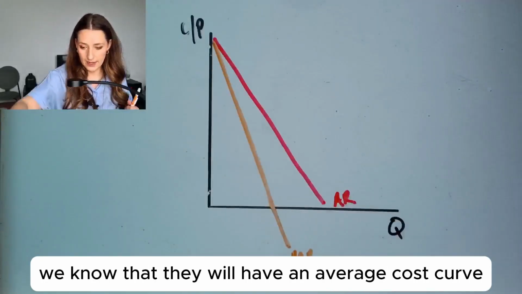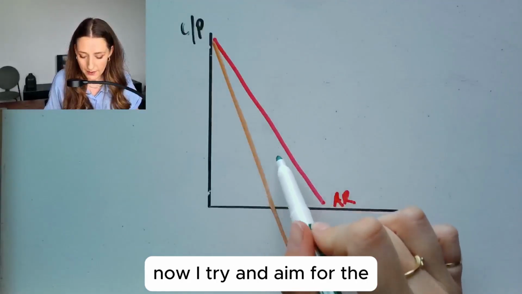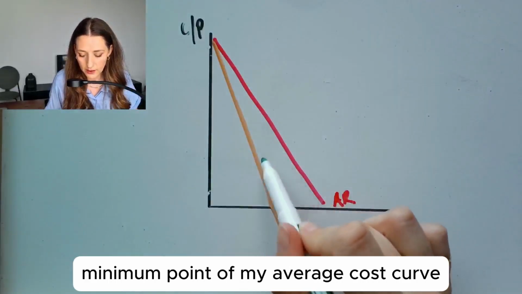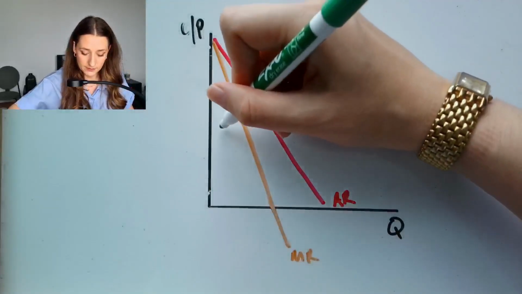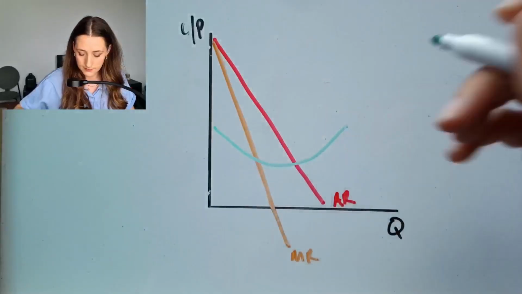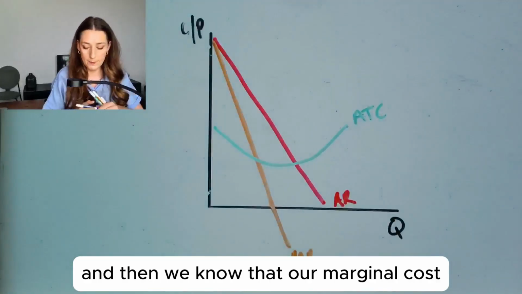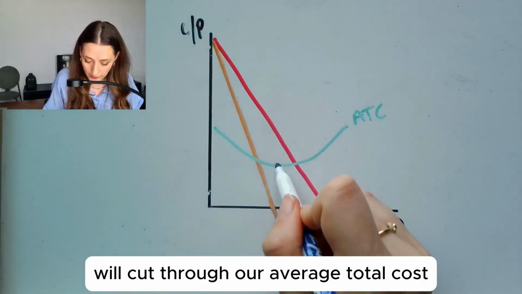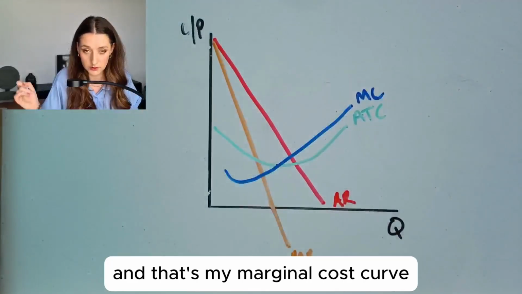We know that they will have an average cost curve. Now I try and aim for the minimum point of my average cost curve to be in between the two lines because it makes for a neater diagram. And that's my average total cost. And then we know that our marginal cost will cut through our average total cost at its minimum point. And that's my marginal cost curve.